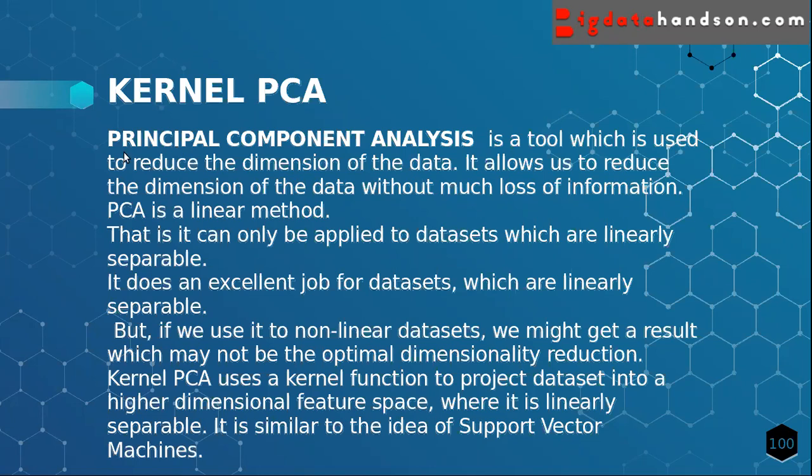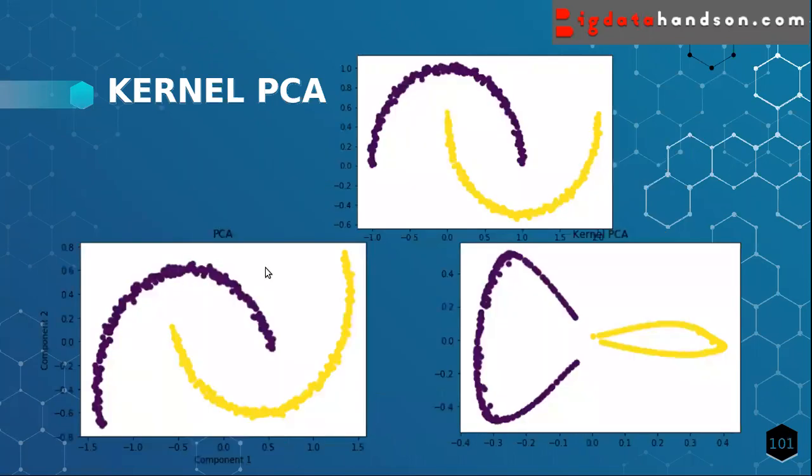Okay. So that's written here. Principal component analysis is a tool which is used to reduce the dimension of the data. So we know that, and it allows us to reduce the dimension of the data without much loss of information. PCA is a linear method. So highlight this point, that it can only be applied to data sets which are linearly separable, and it does an excellent job for data sets which are linearly separable. Okay, but if you have a non-linear type of data set, we might get a result which may not be the optimal dimensionality reduction. And at that time we use the kernel PCA, which uses a kernel function to project the data set into a higher dimensional feature space where it is linearly separable. Okay, it is similar to the idea of the support vector machine. That's it. Okay, and you can see the difference between the PCA.